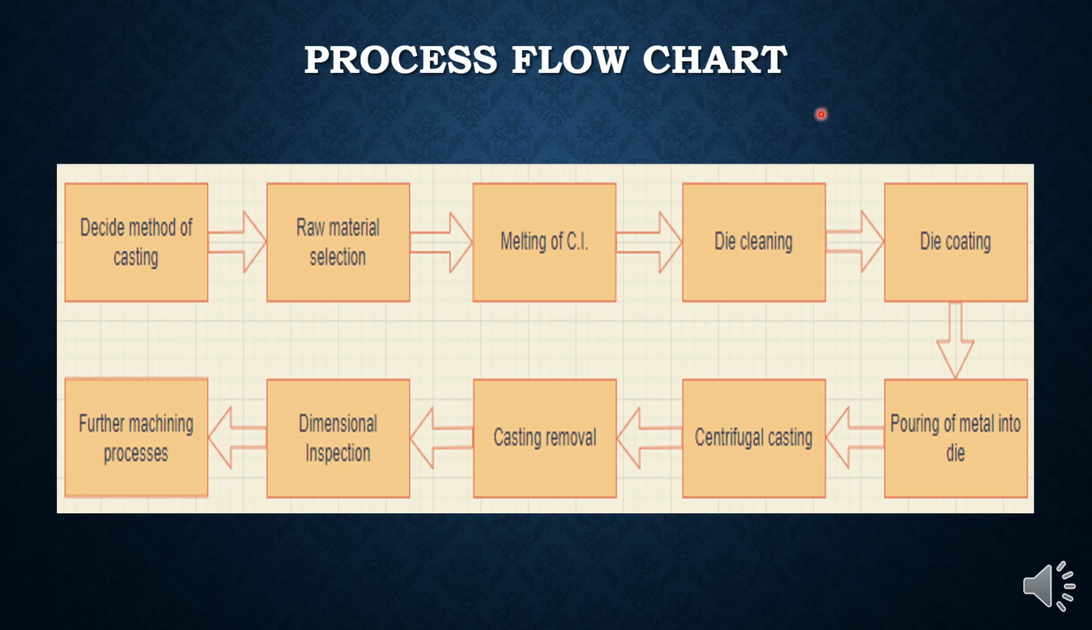So this is the process flow chart of cylinder liner. See how the processes are there. First is decide method of casting. Second is raw material selection. Third is melting of cast iron. Fourth is die cleaning. Next is die coating. Next is pouring of metal into die. Next is centrifugal casting. Next is casting removal. Next is dimensional inspection. And next is further machining processes in the machine shop.